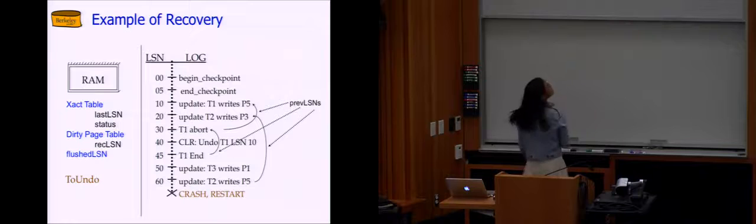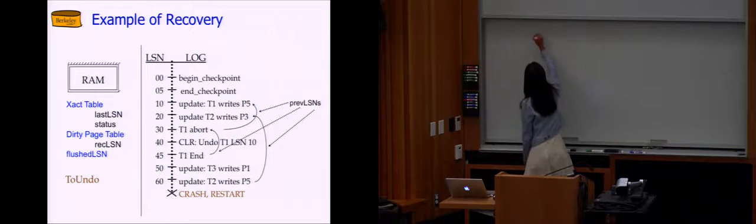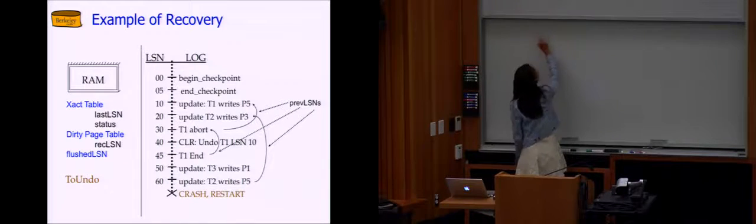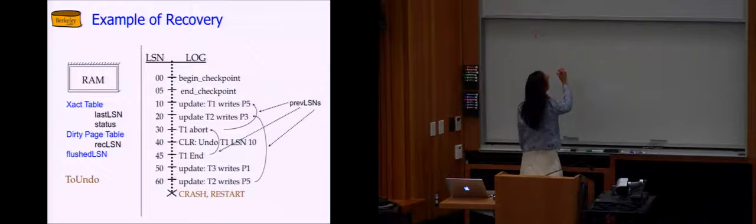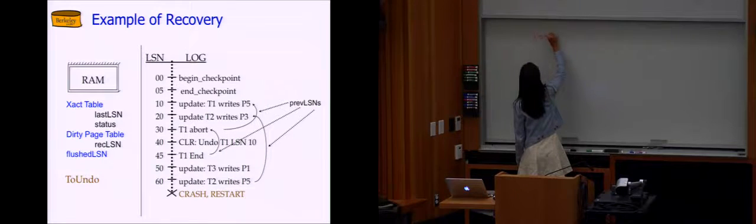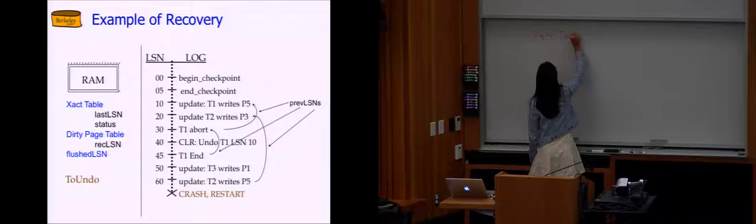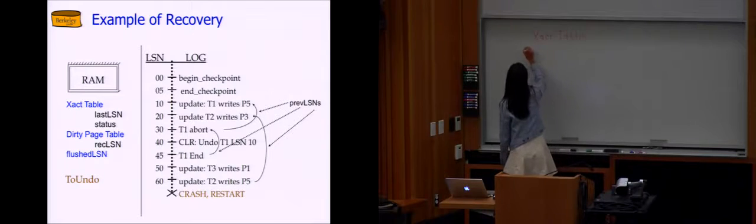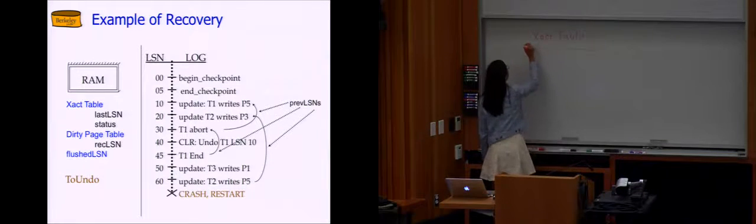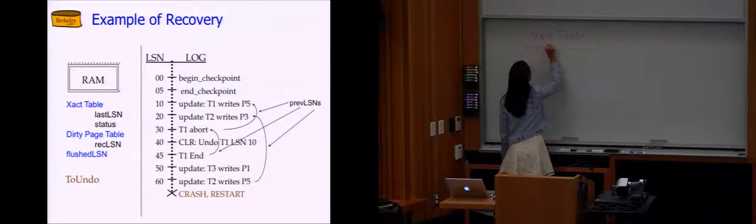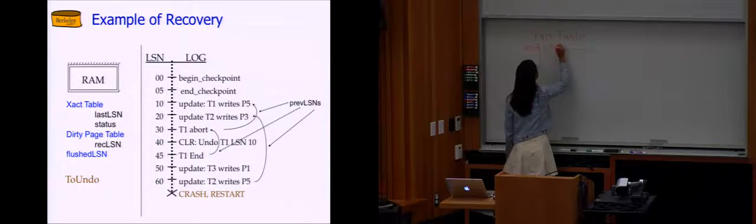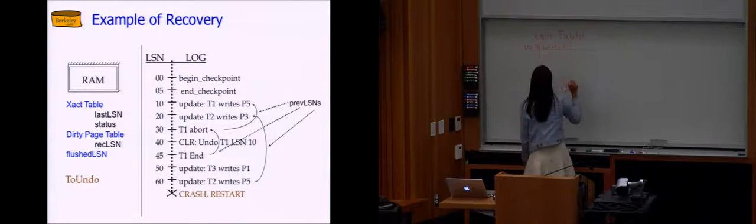So we're going to have a transaction table, which is going to have a list of transactions in it. So it's going to have sort of like 3 columns. And yeah, right, nice and big, that's good. So column 1 is the transaction ID. Column 2 is the last LSN for that transaction. Bigger. And column 3 is the status.